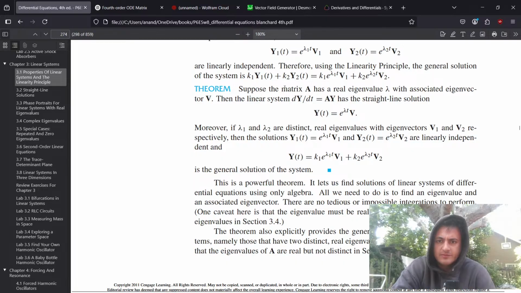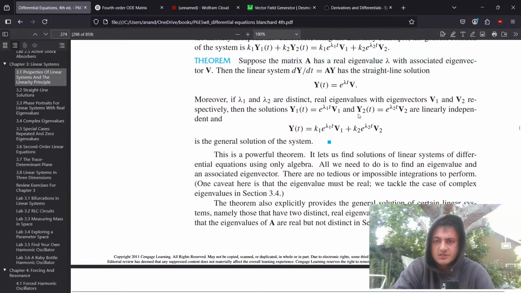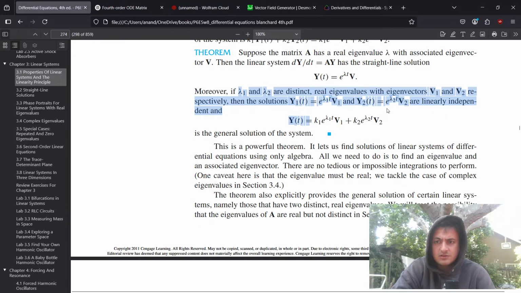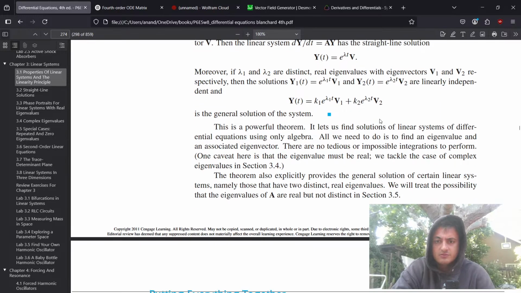So suppose the matrix A has real eigenvalue lambda with associated eigenvector v. Then the linear system has the straight line solution e to the lambda t times v. Moreover, if lambda 1 and lambda 2 are distinct real eigenvalues with eigenvectors v1 and v2 respectively, then the solutions are linearly independent, and this is the general solution.